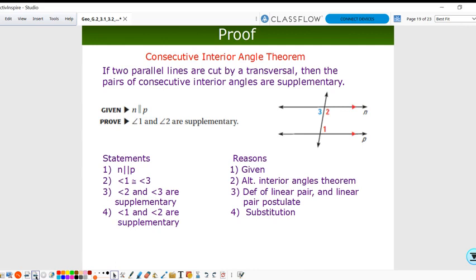Consecutive interior angle theorem, it's a little bit different. We've got N and P are parallel. 1 is congruent to 3, alternate interior angle theorem. 2 and 3 are supplementary. That's the definition of a linear pair, or you could say the linear pair postulate. And then we're going with 1 and 2 are supplementary by substitution.